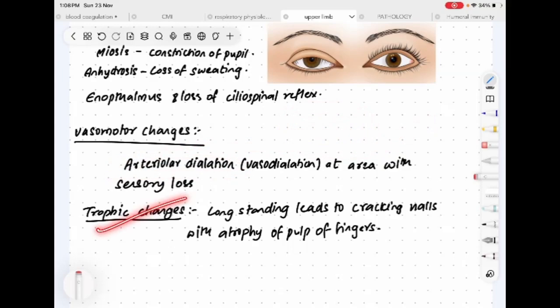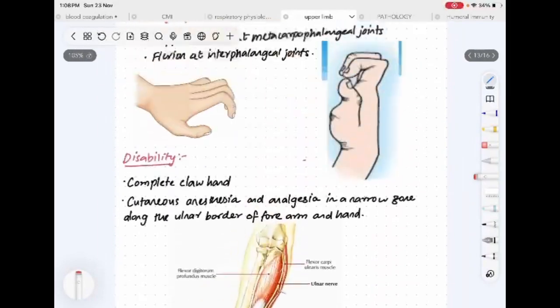Now what are the trophic changes? In long-standing Klumpke's paralysis, if untreated, it leads to cracking nails with atrophy of the pulp of the fingers. So this is about Klumpke's paralysis.